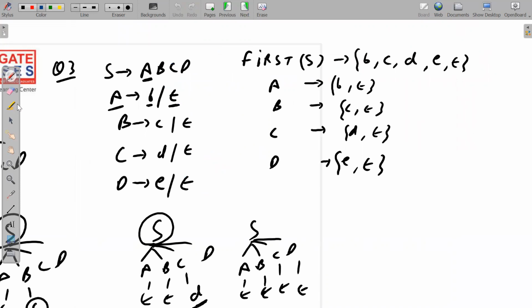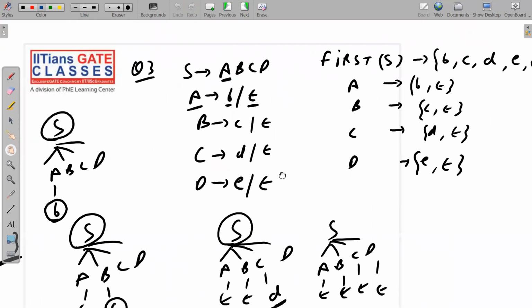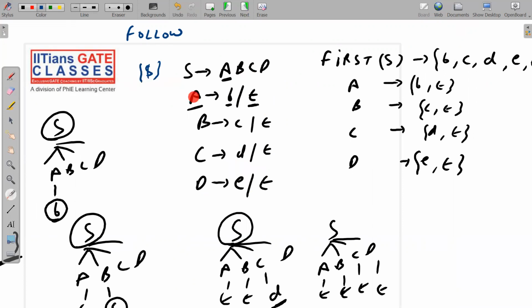For this question, this is a very, very beautiful question. So we will try to find follow here. Let me write it. Follow of capital S. Try to find capital S in the RHS. Nowhere are we finding capital S in the RHS, so I will directly write dollar. Next, follow of capital A. Try to find capital A in the RHS. Yes, here we are finding it.